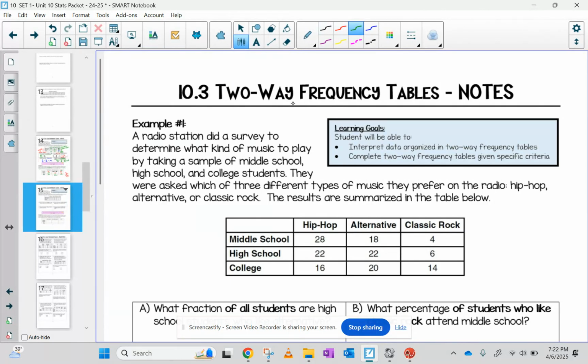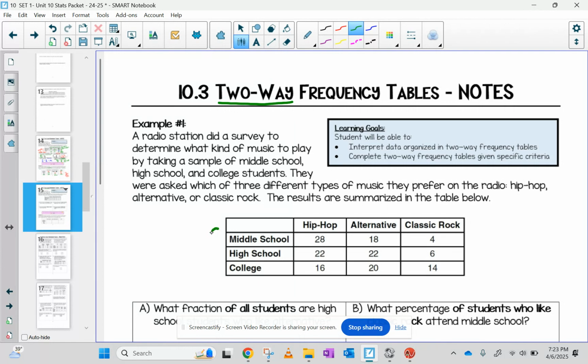So a two-way table is one that compares one variable against another variable. So let's look at example 1. It says a radio station did a survey to determine what kind of music to play by taking a sample of middle school, high school, and college students. They were asked which of 3 different types of music they prefer on the radio: hip-hop, alternative, or classic rock. And the results are in the table below.